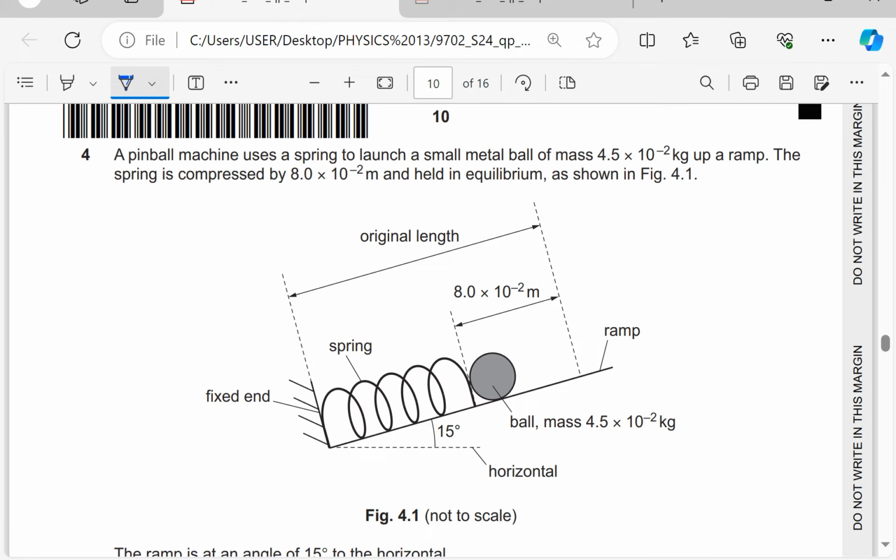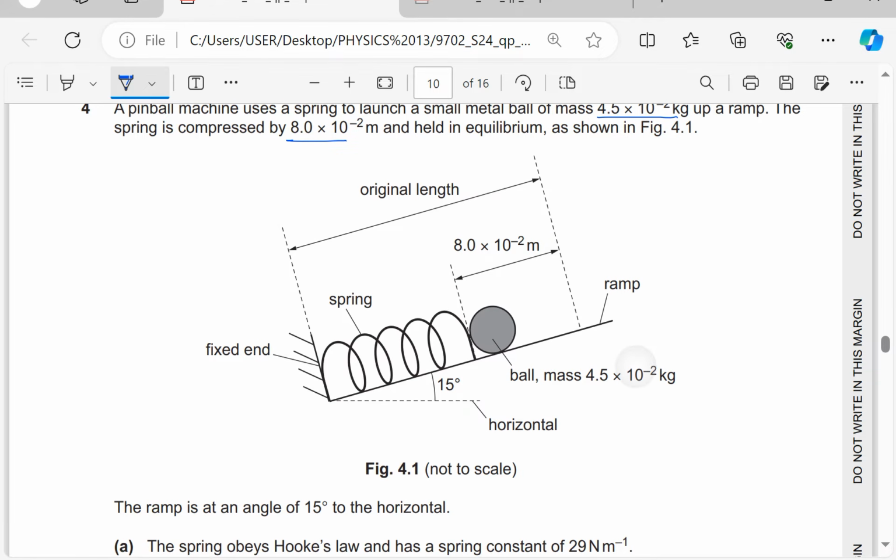A pinball machine uses a spring to launch a small metal ball of mass 4.5 times 10 to the power of minus 2 kilograms up a ramp. The spring is compressed by 8 times 10 to the power of minus 2 meters and held in equilibrium as shown. So it has been compressed through this.